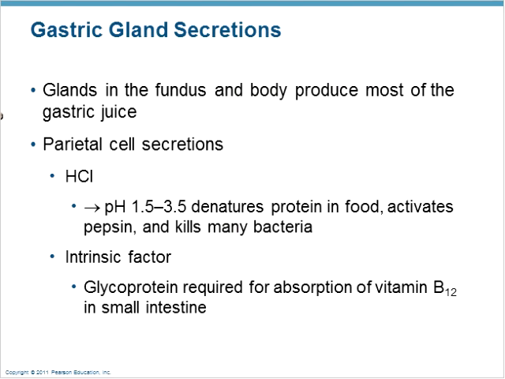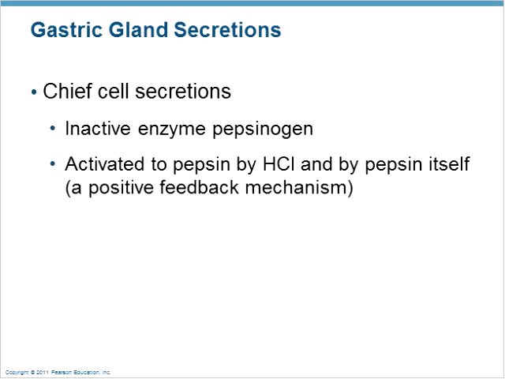The glands of the fundus and the body produce most of the gastric juice, and the parietal cell secretes hydrochloric acid. The pH of the stomach usually approaches 1.5, which is pretty acidic. It can be as high as 3.5, but it helps to really denature protein in food, activates pepsin, and kills many of the bacteria. It also has an intrinsic factor, which is a glycoprotein required for absorption of vitamin B12 in the small intestine, so it will be used later.